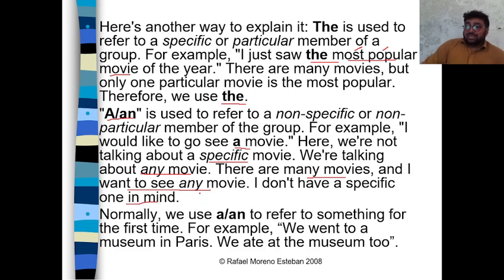Normally, we use a and an to refer to something for the first time. For example, we went to a museum in Paris. We ate at the museum. Now, this museum is a specific one because it is in Paris, we know from the earlier sentence, and it is the one we went to. So we ate at the museum. When we say the museum, it is the museum in Paris. Understood?